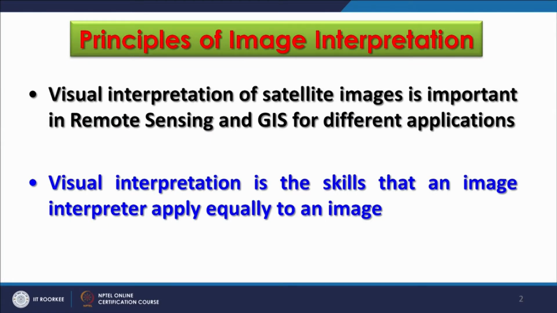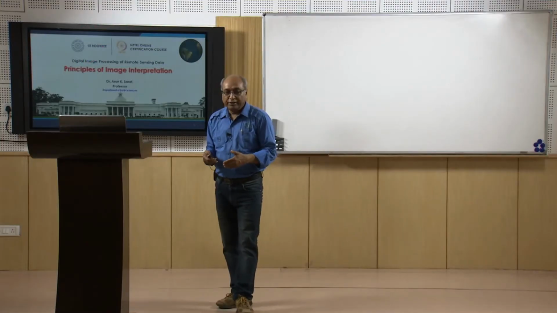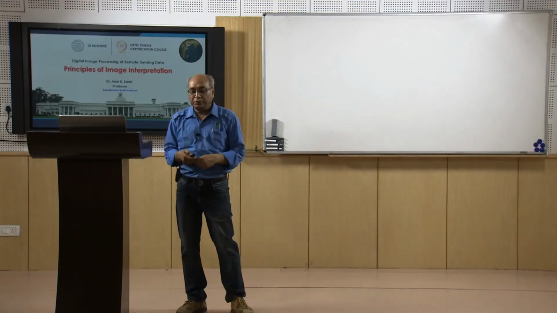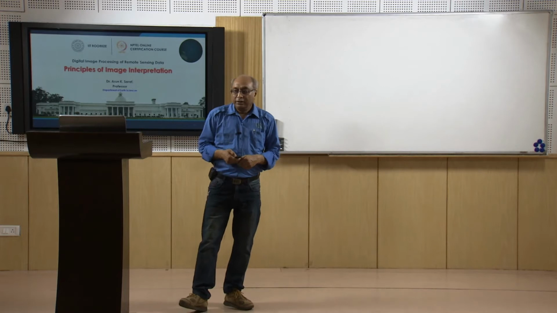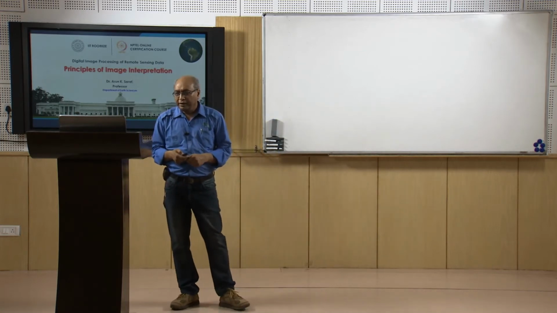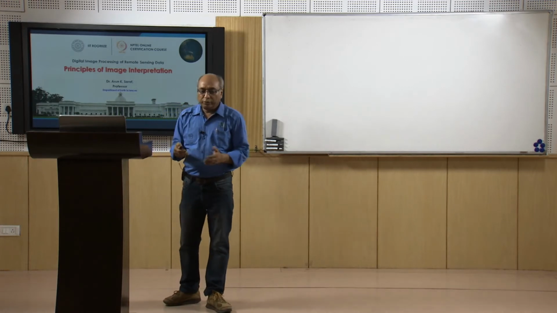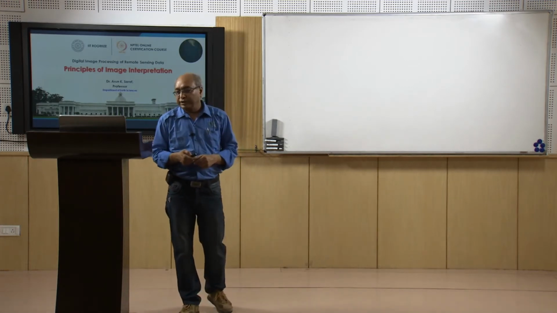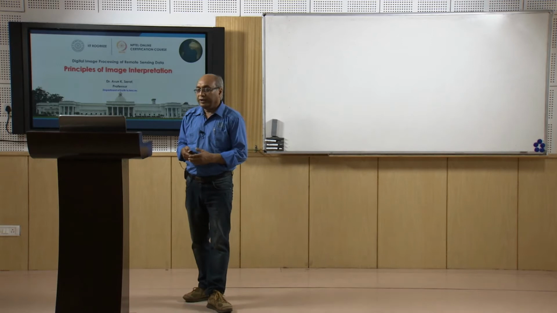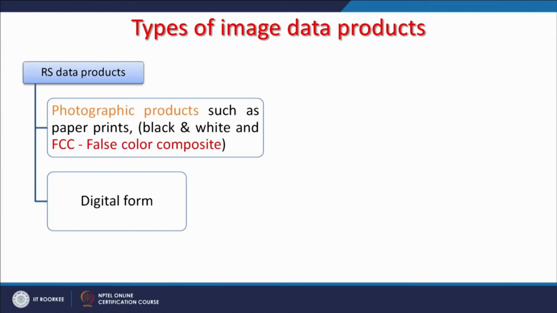The more you interpret different images of different areas, the more you learn, and later on you apply that experience to new images which are presented before you. There are different types of data on which we have to do image interpretation. Earlier we used to have aerial photographs, sometimes in black and white or false color composite. It is the same with satellite images.